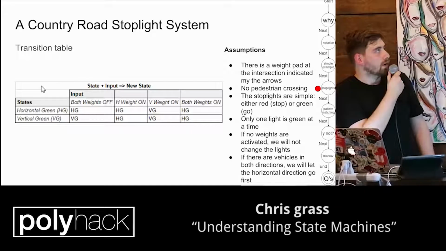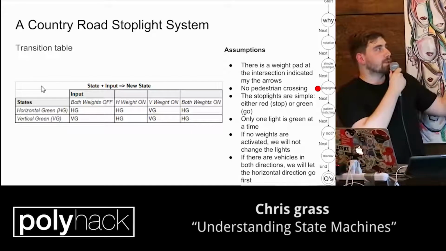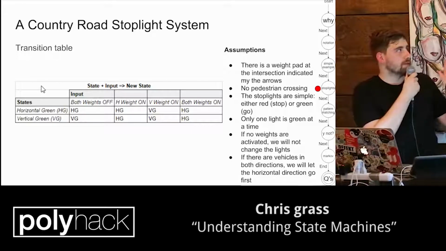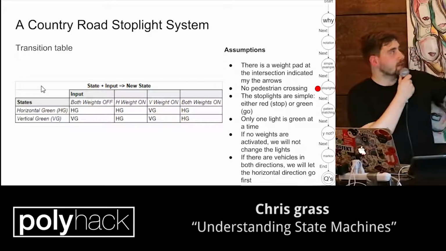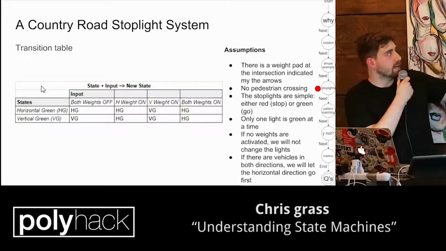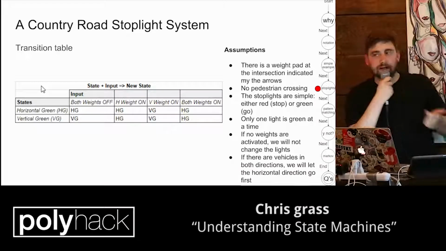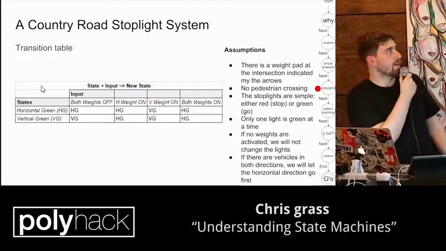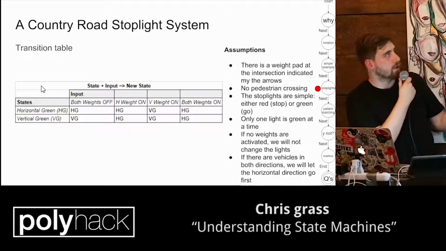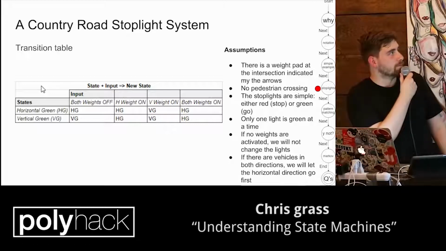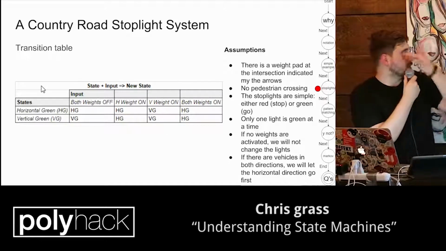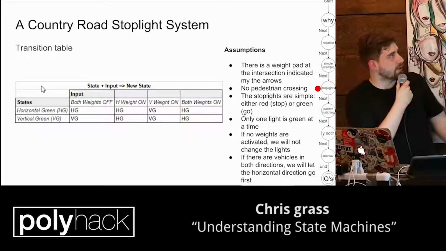So this transition table is a way to visualize the transitions within your state machine. In the columns, we've got the states: horizontal green and vertical green. And in the rows, we've got our input: either both weights off, horizontal weight on, vertical weight on, or both weights on. I won't get into the transitions, but you can see they're there.